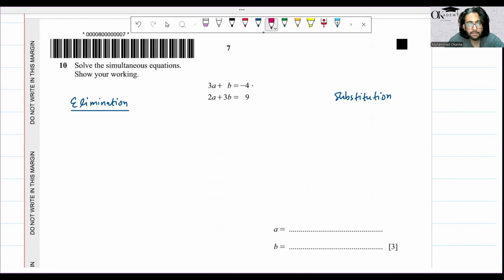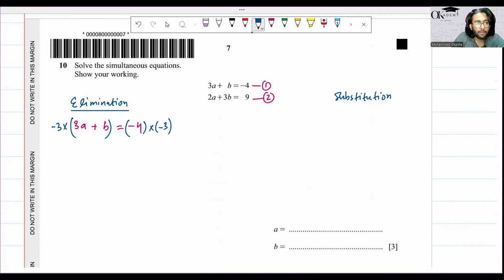So I'll call this equation 1 and this equation 2. I'll take equation 1 and multiply everything in equation 1 by -3. I'll multiply this by -3, and I'll also multiply this one over here by -3. What am I going to get? -3 times 3 would be -9a, -3b. Aha, that's a target. That's what I wanted.